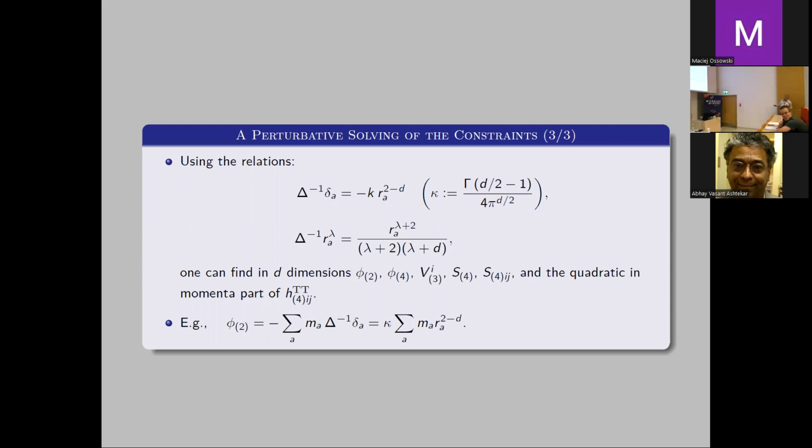And we have, say, the generic inverse Laplacian of the power function for any lambda. And using this, you can easily find 5 of these functions. The computation is quite natural and very easy. This is, for example, how you can find phi2 in d dimensions. This is the whole Newtonian theory, in fact. Up to a numerical factor, something like 1/4, it is just the Newtonian gravitational potential in d dimensions.